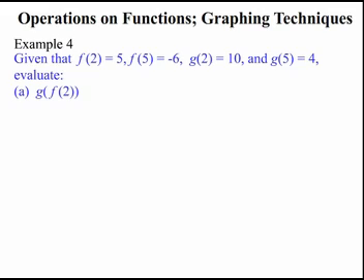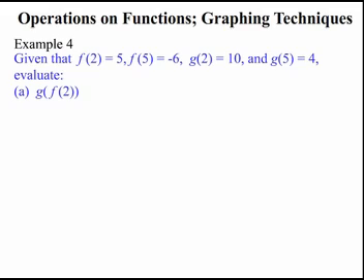Example 4, given that f of 2 is equal to 5, f of 5 is equal to negative 6, g of 2 is equal to 10, and g of 5 is equal to 4, we're asked to evaluate, first of all, g of f of 2. It looks a little confusing with all those values, but just start from the inside.